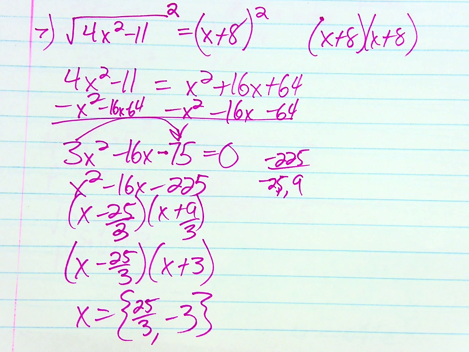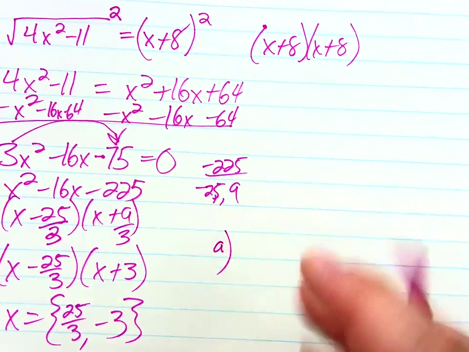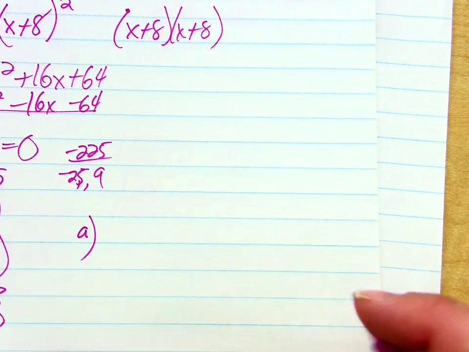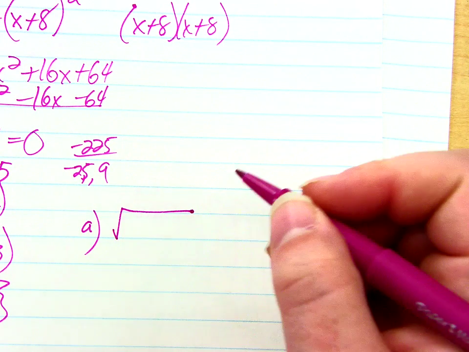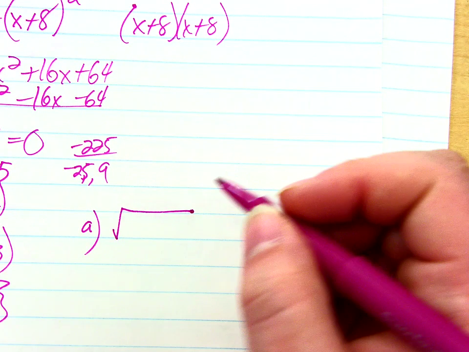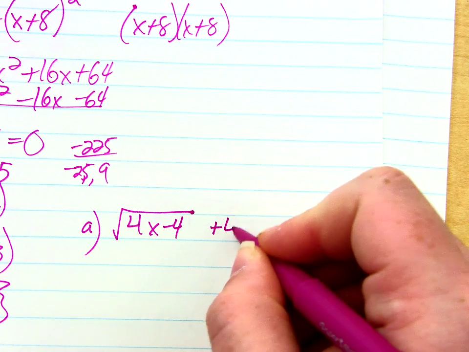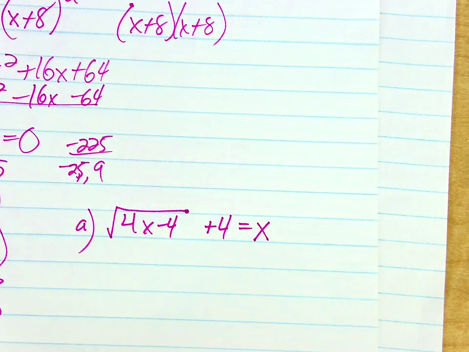How'd you do? Why don't you guys try... How would you handle number 9? I'll help you get started and then I'll let you finish it on your own. Number 9, in case you can't read it from the paper, this is what it says. 9 says the square root of 4x minus 4, and then plus 4 equals x.